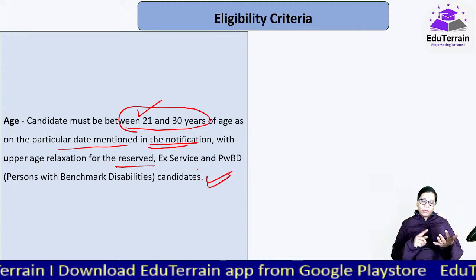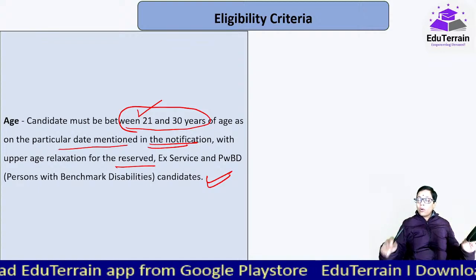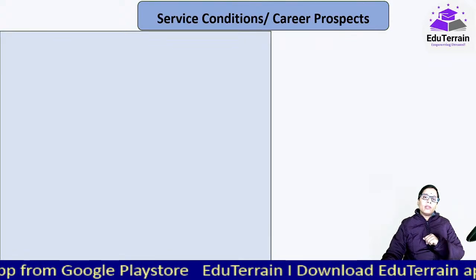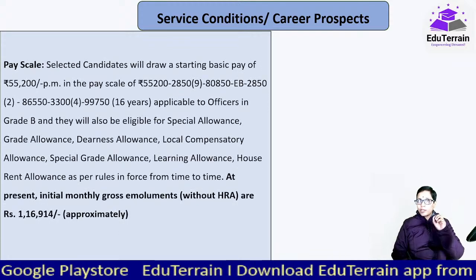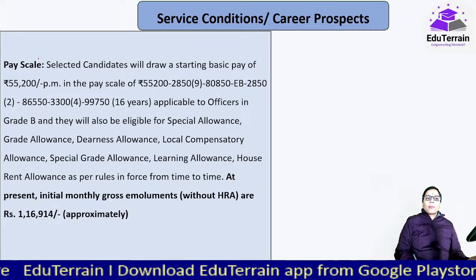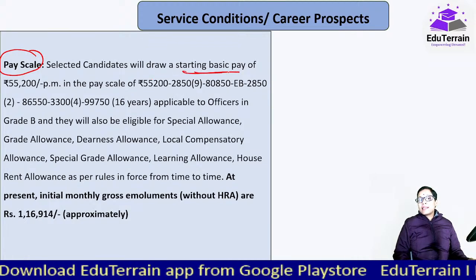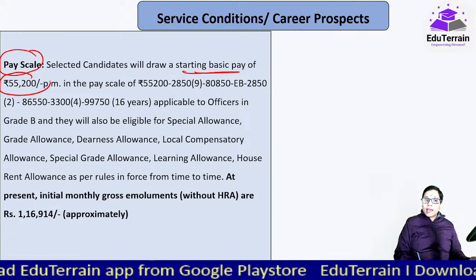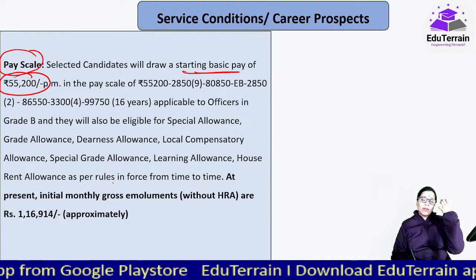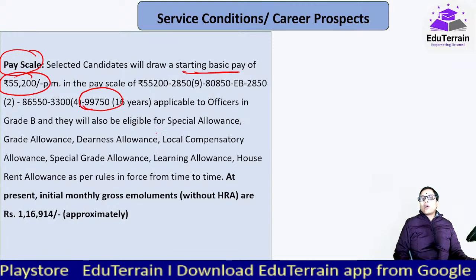So we have seen educational qualification, nationality, age qualification, all that, now you are fulfilled. Now we can see the examination pattern, but before that there are service conditions or career prospects that have been highlighted in last year's notification, which I wanted to bring to your attention. That is the pay scale. Here we are talking about the basic pay, which stands at 55,200 per month, and in a span of 16 years, even if you are not promoted or stay in the same position, it would reach close to 99,750.